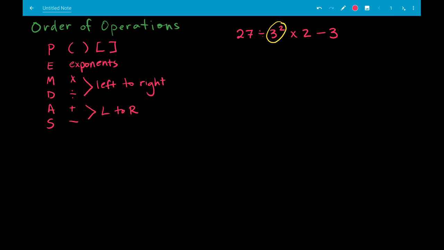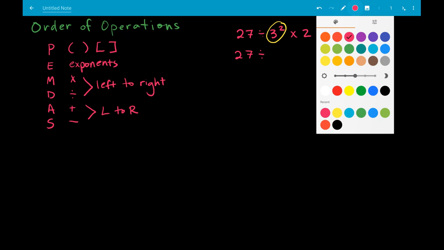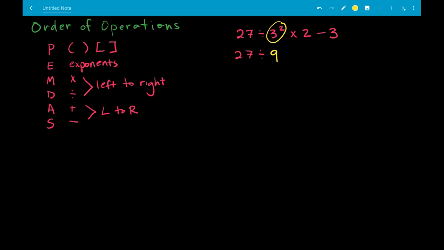So when I solve this, I do 27 divided by 3 squared. 3 times 3 is 9. So I have 27 divided by 9 times 2 minus 3. Good, so we've done our exponents. Moving down the list, I check for multiplication and division. Now in this problem, I have both.